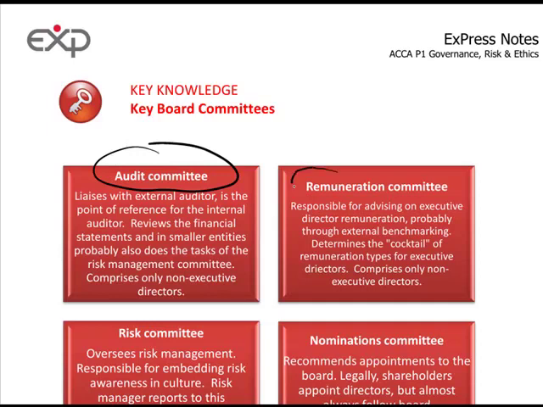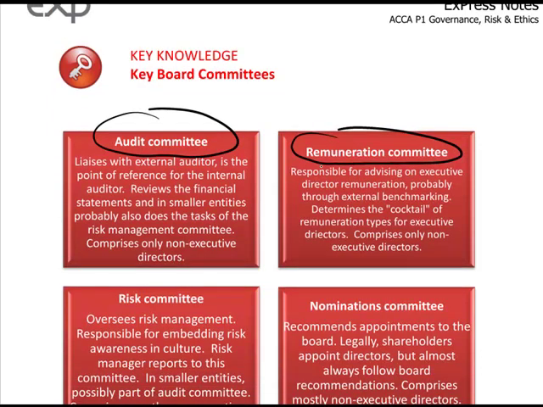Remuneration committee, they set and advise on the directors' remuneration, the executive directors. The risk committee, often in businesses, is part of the audit committee, but hopefully it's perceived that under good corporate governance it should be separate. What they're looking at is embedding the risk awareness in the company. You would have a risk manager in charge of it who would report to the risk committee. As I say here, it's possibly in smaller entities part of the audit committee. Finally, the nominations committee is the group of people who appoint the executive directors and make recommendations.